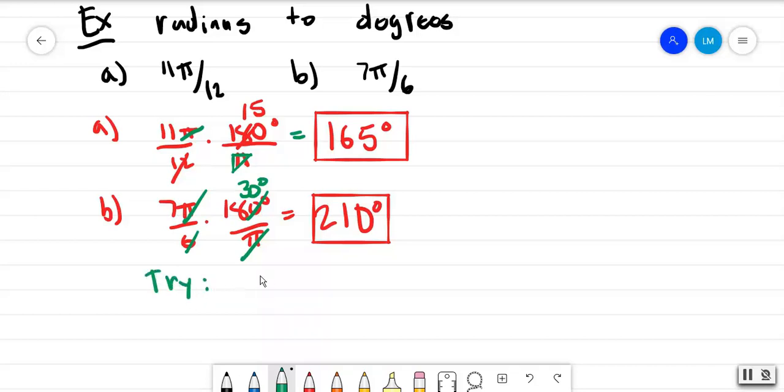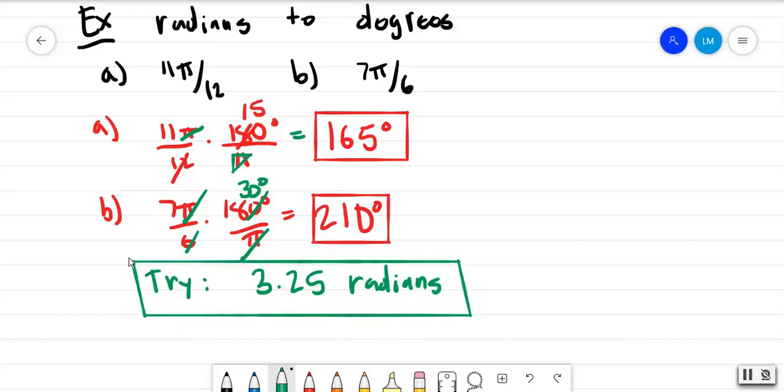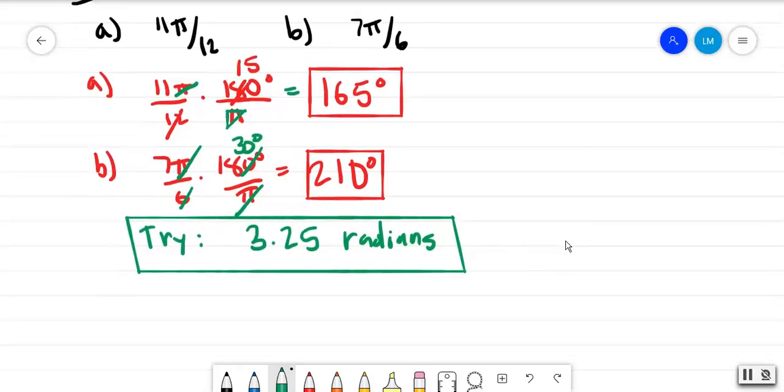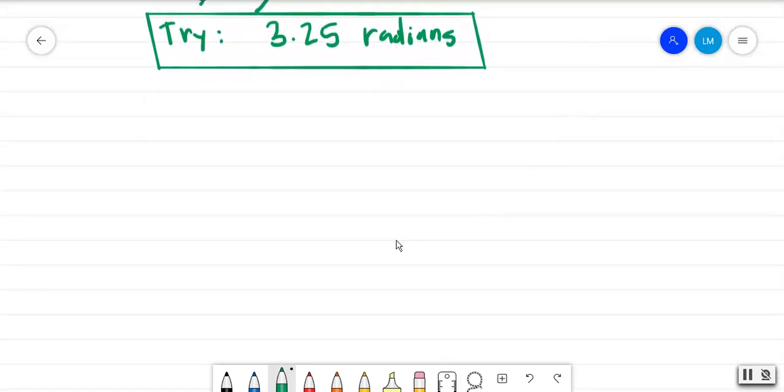You should definitely try the following, like 3.25 radians, and see if you can convert that to degrees. Now, one thing that I will point out is that whenever the measurement is not included, like if you just see 3.25, that means it's understood that it's in radians. Which is kind of weird because if you have sine of 1, that basically means it's automatically understood that it's radians as opposed to degrees.